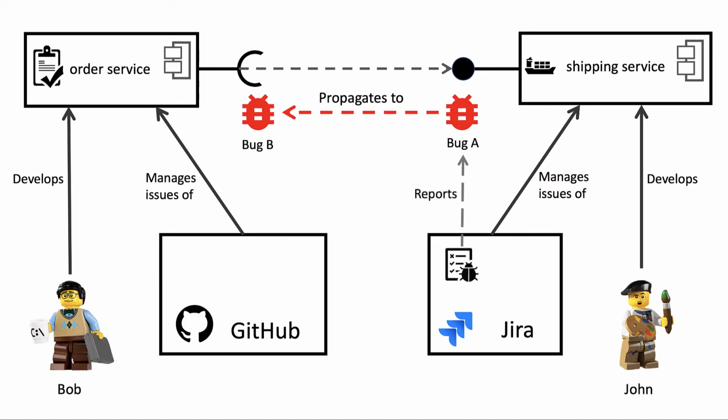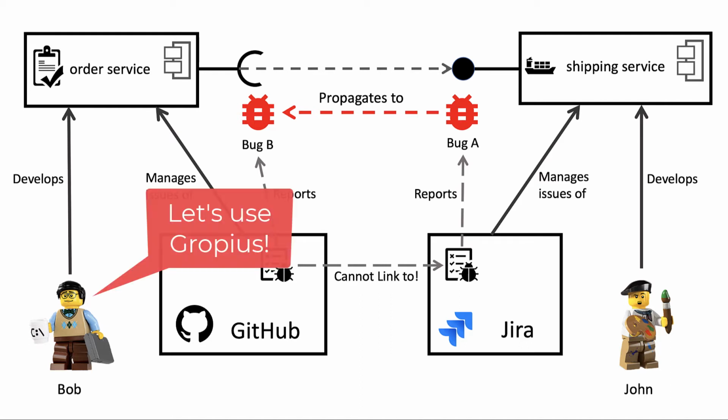He finds out that the bug is dependent on another bug of the shipping service's interface, and he finds a bug report for it. However, since both services manage their issues independently in different systems, Bob cannot link his bug report semantically to the shipping service's report in the Jira project. Fortunately, there's Gropius, an integrated management system which can manage such cross-component issues and propagate changes to the underlying issue management systems of the services.